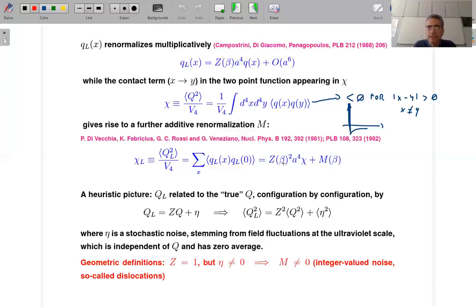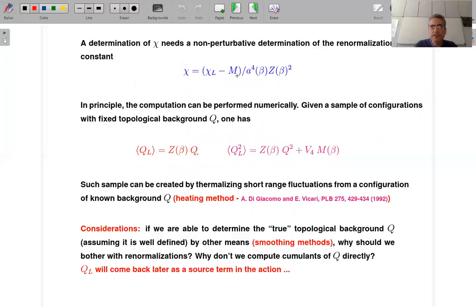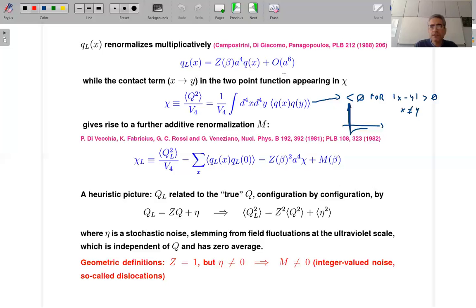Okay. Yeah. But if you look at these first determinations of the topological susceptibility by Di Vecchia, Fabricius, Rossi, and Veneziano, they were aware of the additive renormalization. Okay, so they computed it perturbatively and subtracted it from the topological susceptibility. But they didn't realize that there was also a multiplicative renormalization. Okay. So if you look at this formula here, they just subtracted this additive renormalization. They didn't divide by Z.